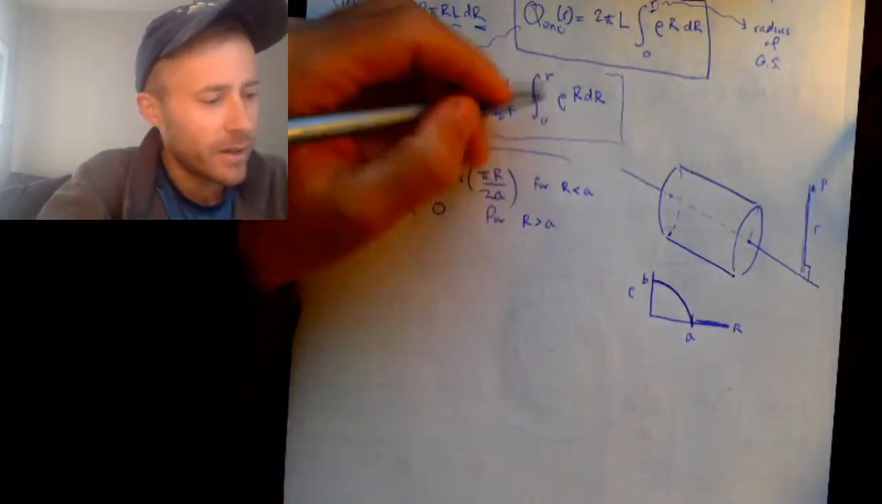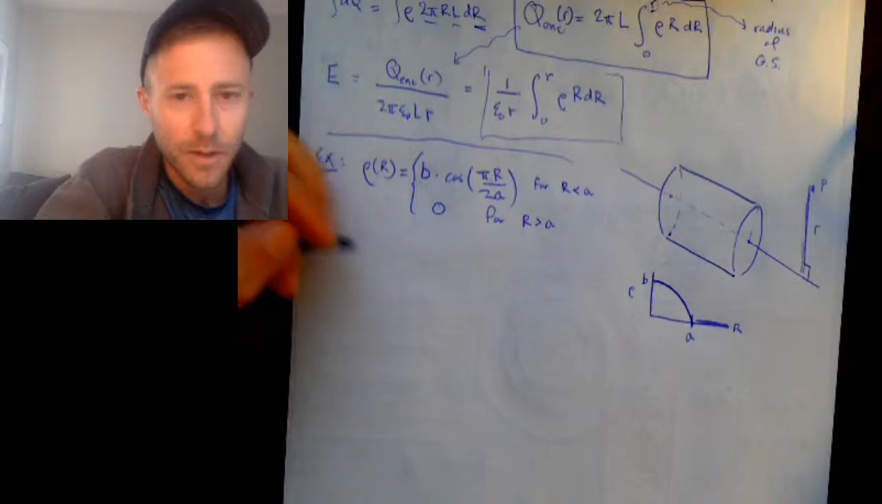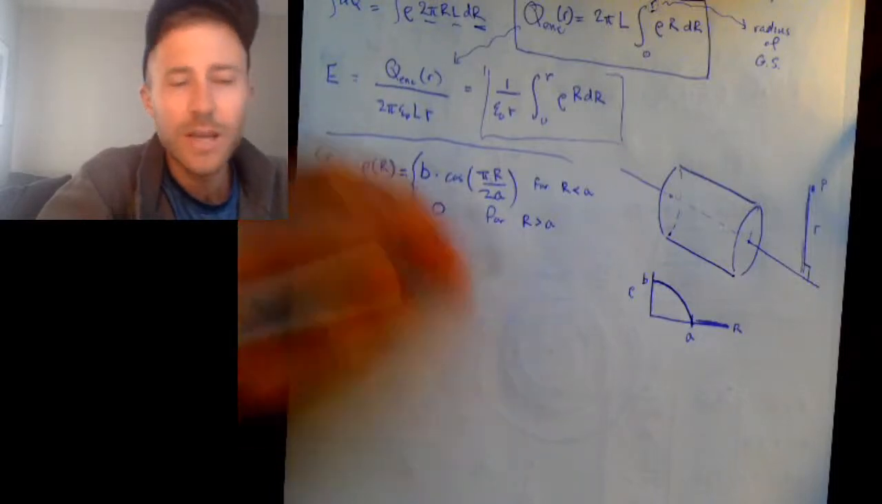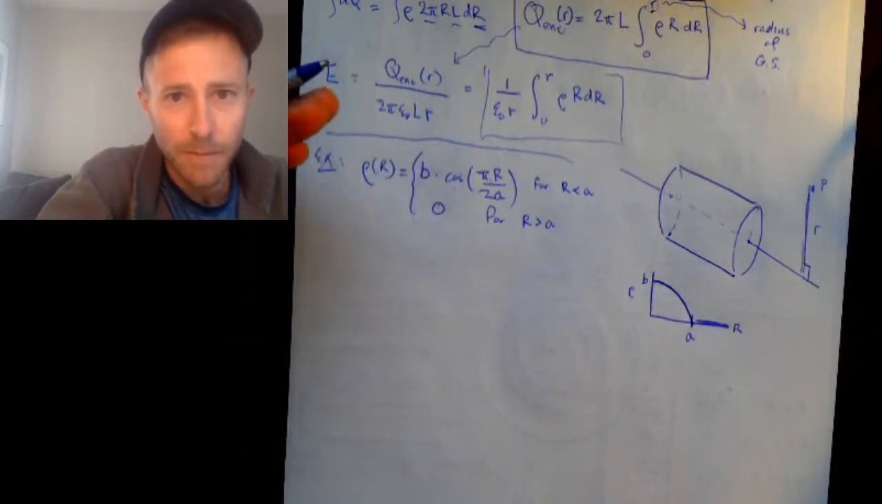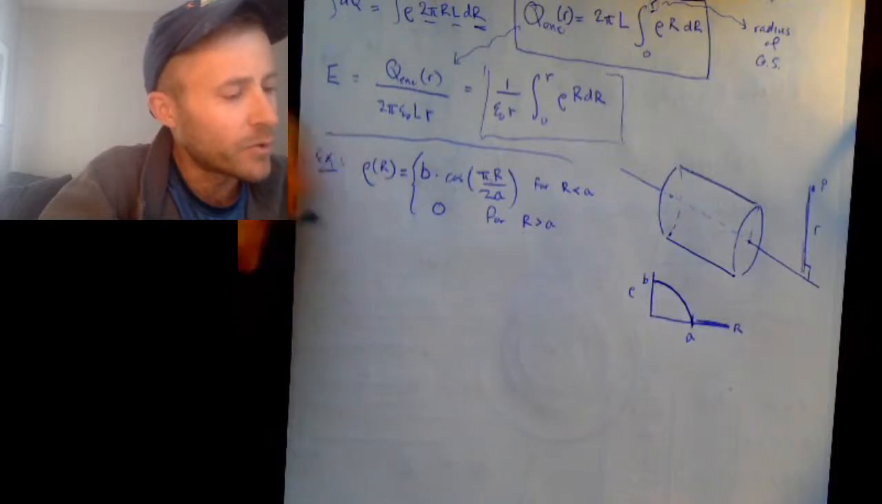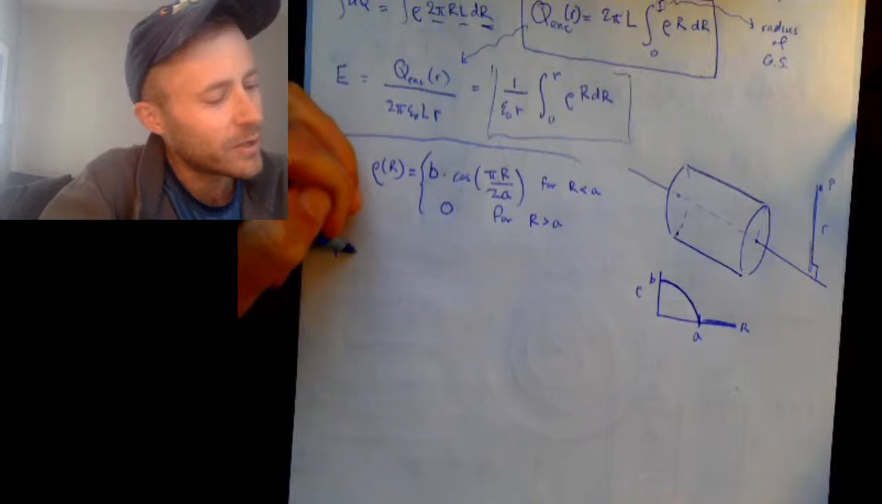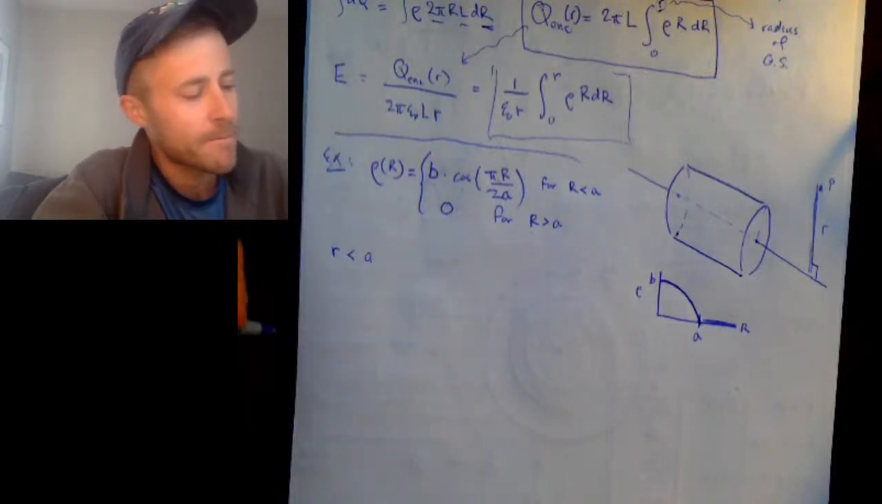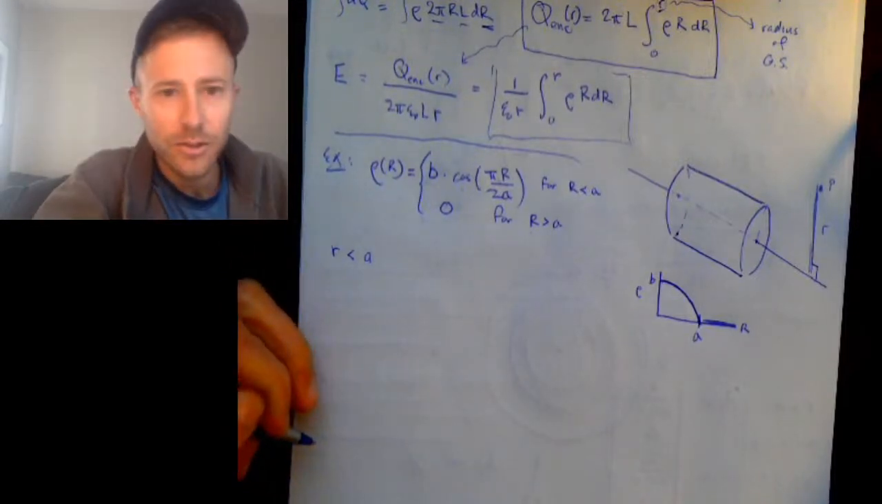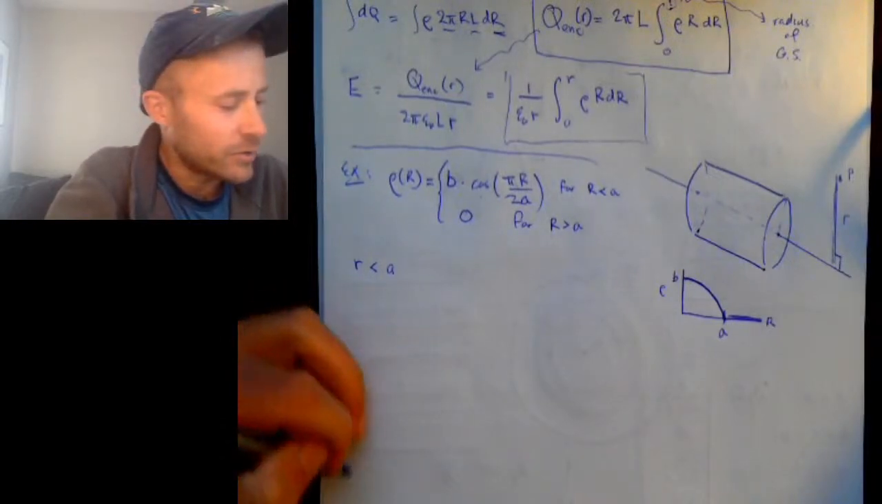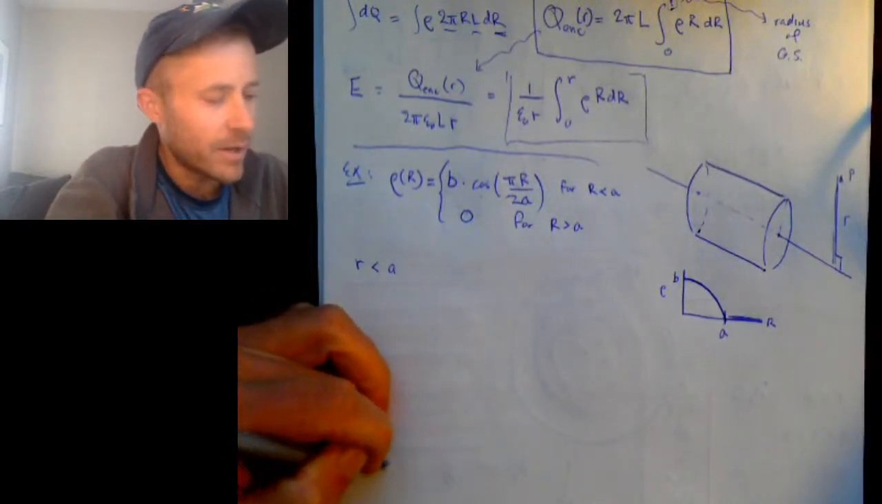So let's go ahead and do this integral. We're going to have two cases to consider. The first case is if the radius of our Gaussian surface is less than a. And the second case is if the radius of the Gaussian surface is greater than a.